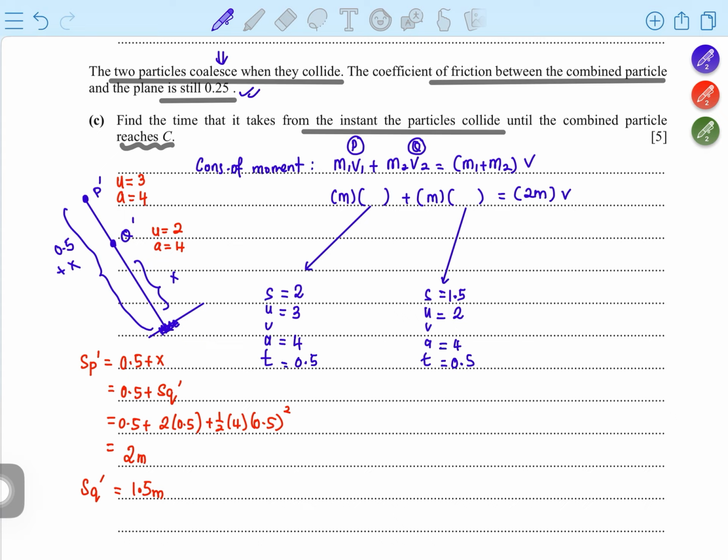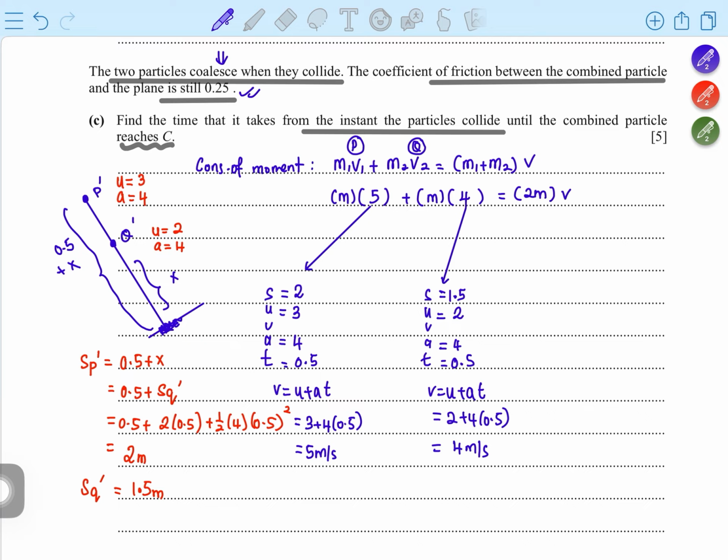Do you think you can figure out your V value now? I mean your speed. V is equal to U plus AT. So 3 plus 4 times 0.5, which will give me 5 meters per second. So before the collision, when they are coming here, the speed of the P is actually 5. So let's park it there. Now how about the speed of the Q? 2 plus 4 times 0.5. So I'm going to get a 4. So let's park it over here, 4.